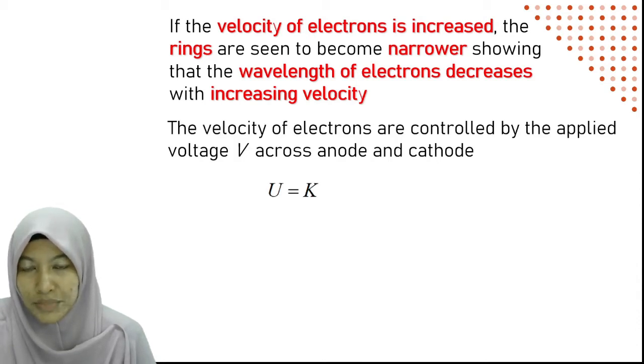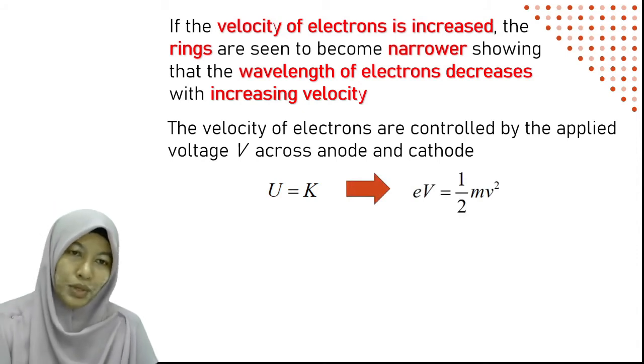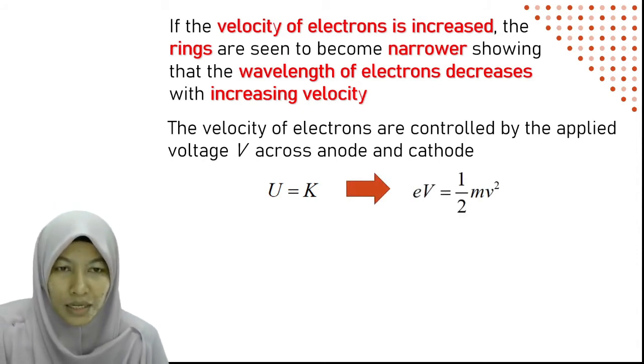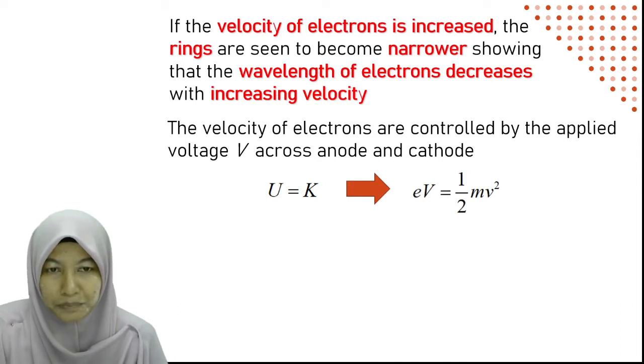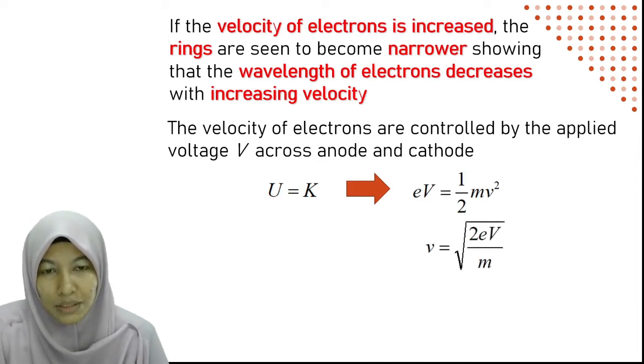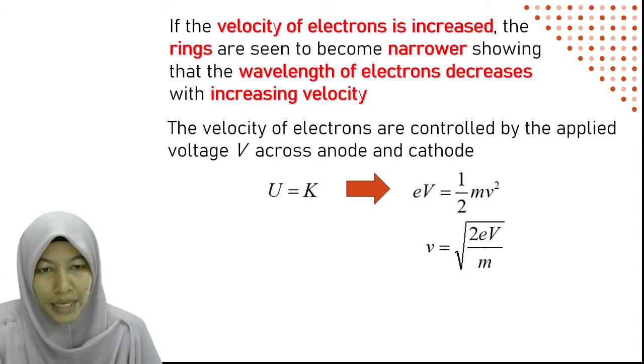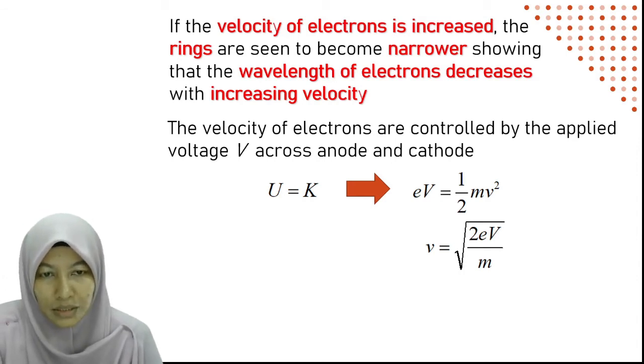So from the conservation of energy, U is equal to K, kinetic energy, and then eV equals half mv squared. So dekat sini adalah hal laju bagi elektron tersebut. So kita rearrange the equation. So we can find that velocity is equal to the square root of 2eV over m. e here is for electron, V is the potential of the power supply, and m is the mass of the electron.